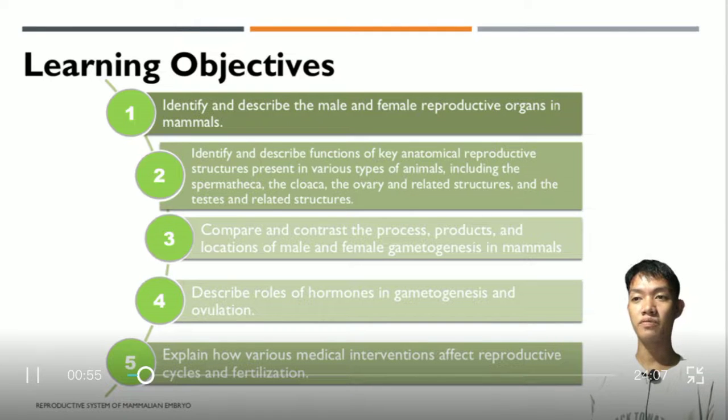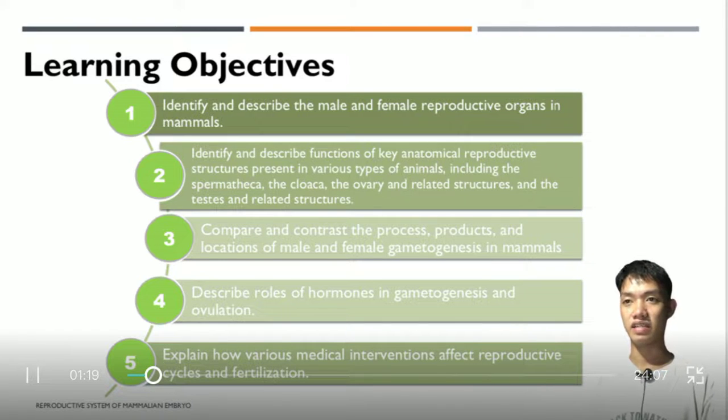And third, compare and contrast the process, products, and locations of male and female gametogenesis in mammals. And fourth, describe roles of hormones in gametogenesis and ovulation. And lastly, explain how various medical interventions affect reproductive cycles and fertilization.